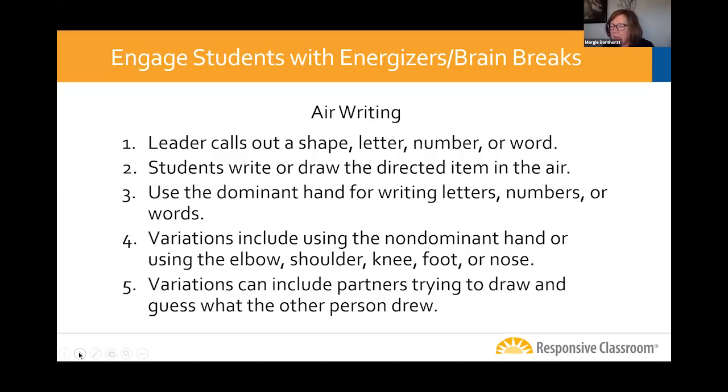I'm going to teach you a couple of them, and I want to teach you a couple that you could take back and do tomorrow. And again, you don't need to jot these down because these will be sent to you in the documents as well. One of them is a strategy called air writing. I'm going to go through the directions with you so that you see them there.